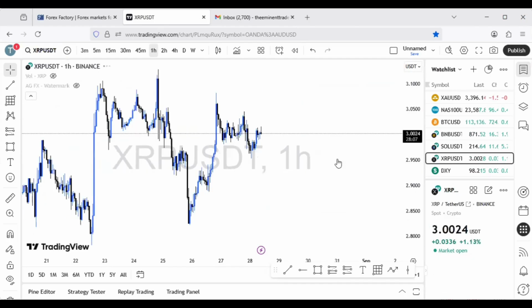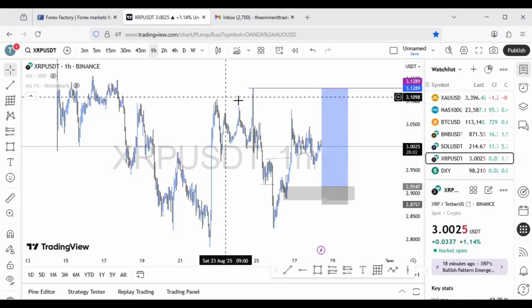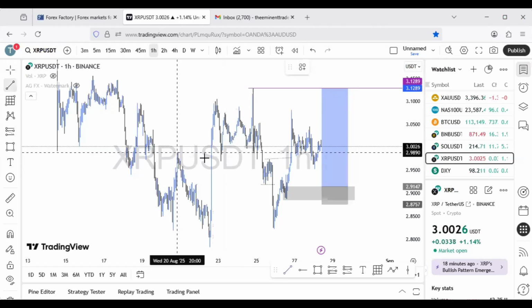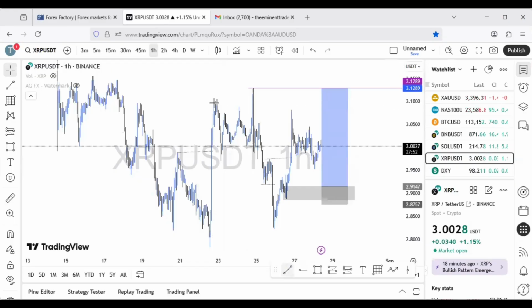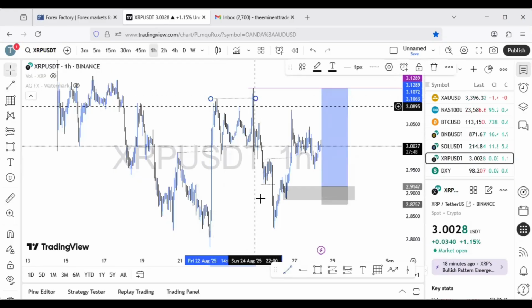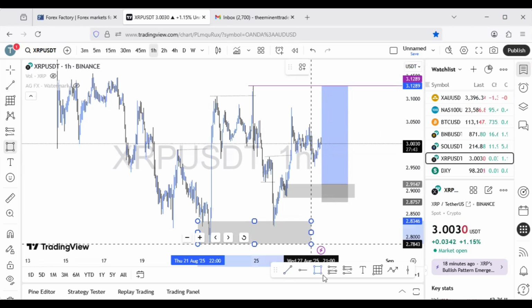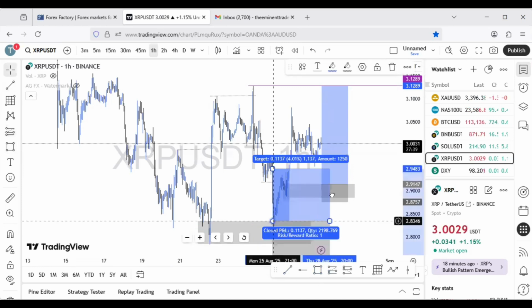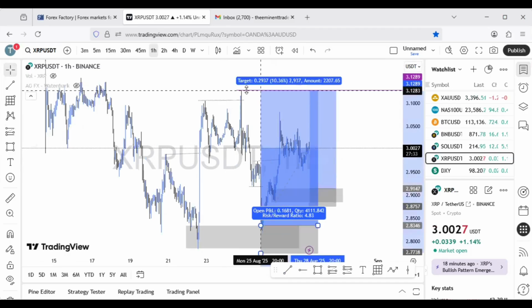Then XRP. I think this is the last pair that we are also bullish. You can see still bullish. There's another break here. You can clearly see it shifted, broke here, broke here. Came back for this area. So normally, if you're trading, you'd have gotten your entry. I don't trade crypto, so that's why I barely analyze it.